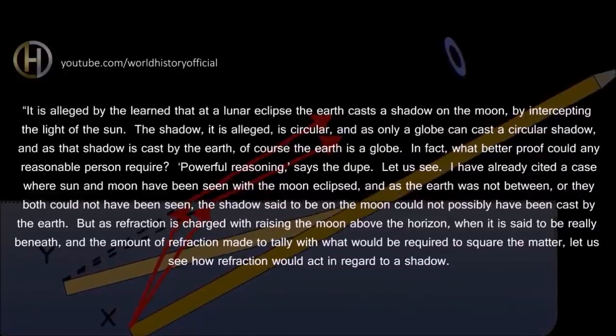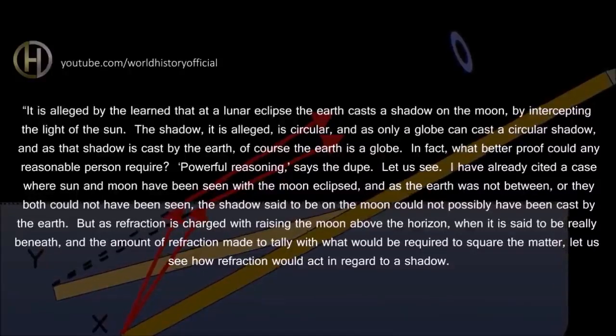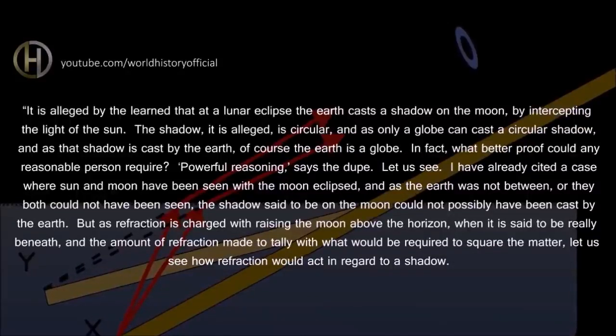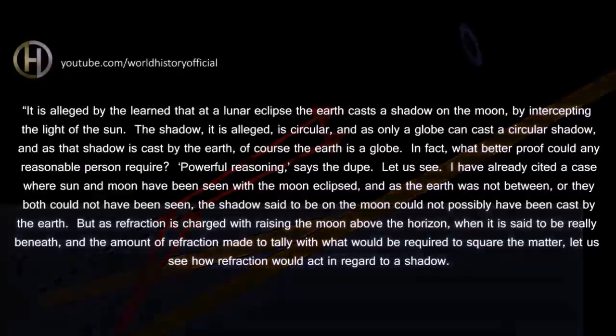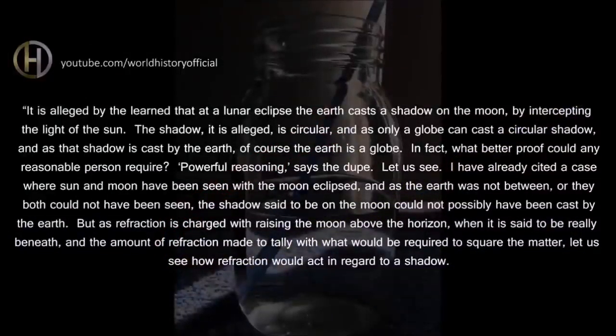Let us see. I have already cited a case where Sun and Moon have been seen with the Moon eclipsed, and as the Earth was not between, or they both could not have been seen, the shadow said to be on the Moon could not possibly have been cast by the Earth. But as refraction is charged with raising the Moon above the horizon, when it is said to be really beneath, and the amount of refraction made to tally with what would be required to square the matter, let us see how refraction would act in regard to a shadow.